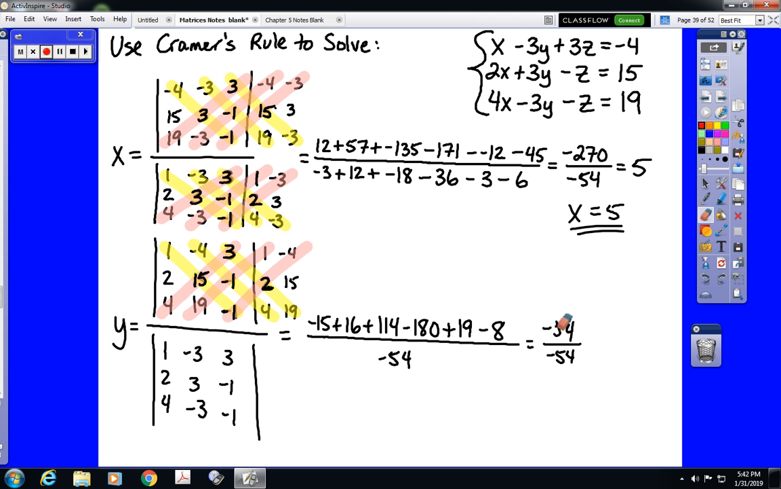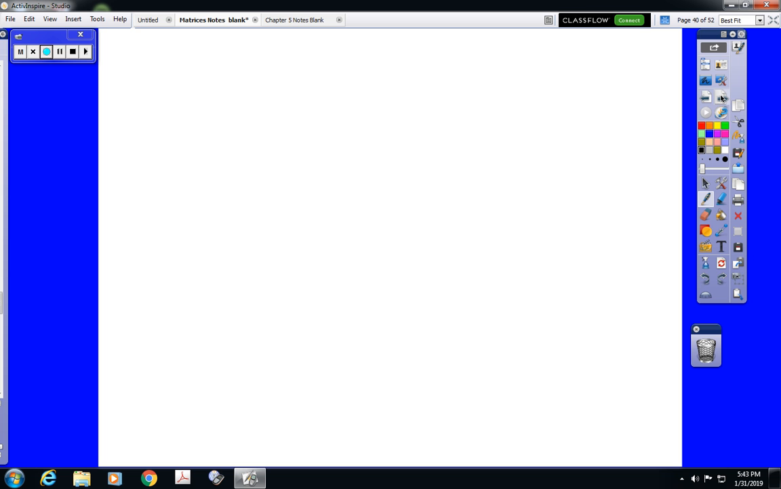So we have negative 54 divided by negative 54, which is 1, which means y equals 1. Okay, so x equals 5, y equals 1. Now we need to move to z. Now again, I might have to flip back and forth a little while to do this here. Z is yet another pair of 3 by 3 determinants. That bottom determinant, though, we already know.